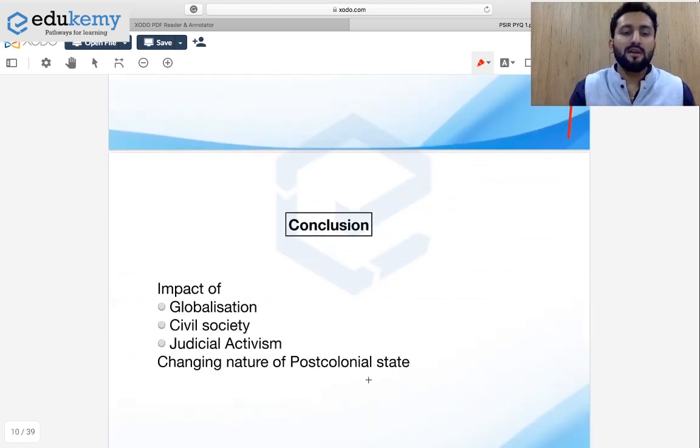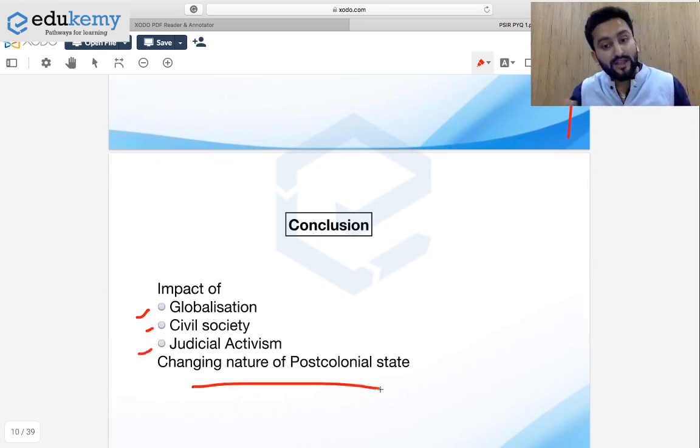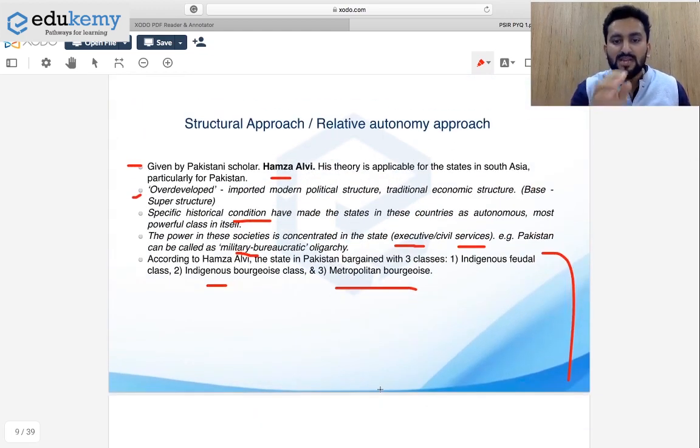When you're done with this, now comes the conclusion. In conclusion, talk about the impact of globalization, civil society, and judicial activism on the changing nature of post-colonial state and thereby on post-colonial theory. It is going to impact the relevance of post-colonial theory. Let me tell you how. When you are explaining the overdeveloped state, I have mentioned that you need to express the base superstructure model. Okay.